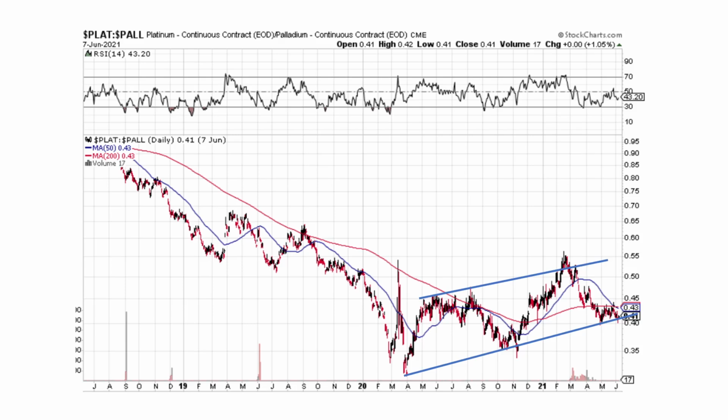Here's the platinum to palladium ratio. Platinum has pulled back in relationship to palladium. It's pulling back, and we're right at this trend line here. Let's see if this trend line holds, which I think it will. We'll see if it moves back up, which means platinum is going to outperform palladium. And I think it's going to take a little bit of time for that to happen.